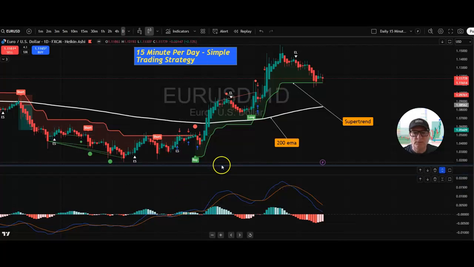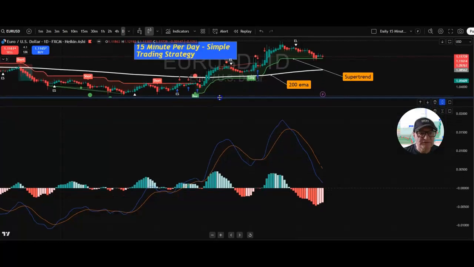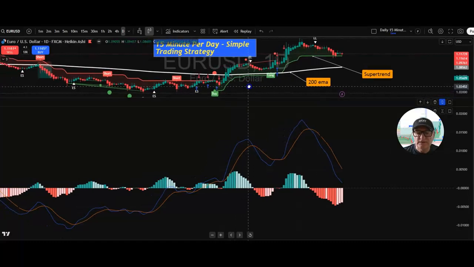So let me just talk about the moving average convergence divergence. This is really important because if you don't understand this tool, then it's a good idea to understand it. And also a good idea to see how it works with this particular strategy if you just want to work 15 minutes a day.